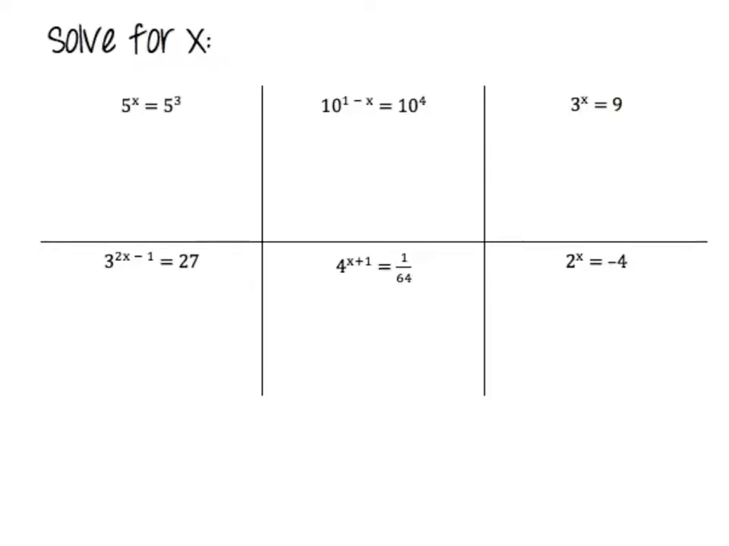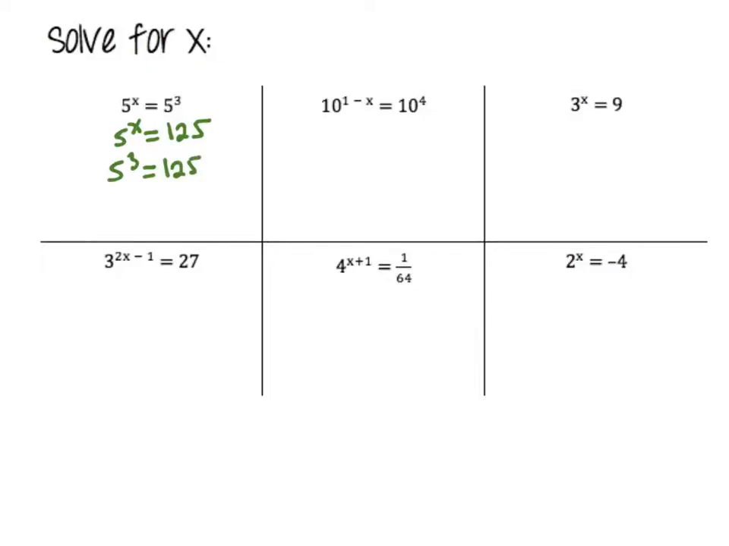And so here we have 5 to the power of x equals 5 to the power of 3, and obviously we want to solve for x. Well, let's think about this. 5 to the power of something has to equal, well, what is 5 to the power of 3? That's 125. So 5 to the power of x has to equal 125. Well, now what are we going to plug in there? 5 to the power of what equals 125? 5 to the power of 3 equals 125.